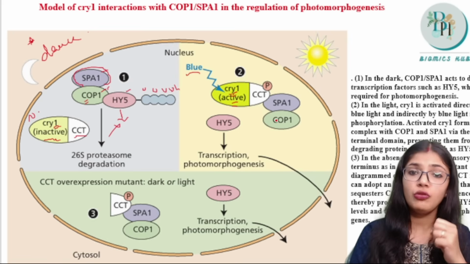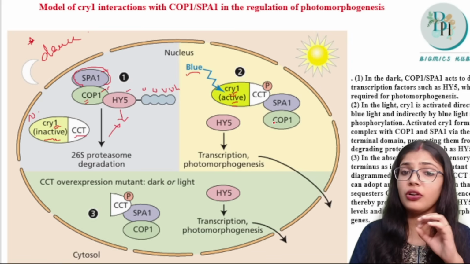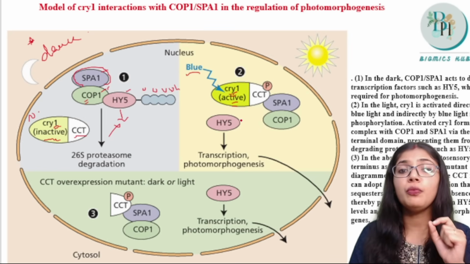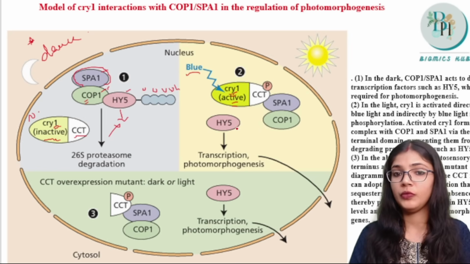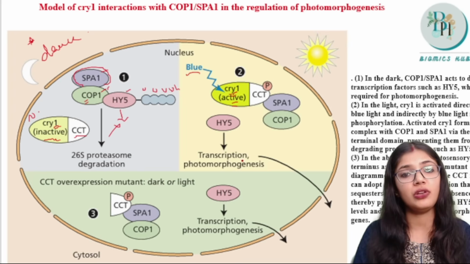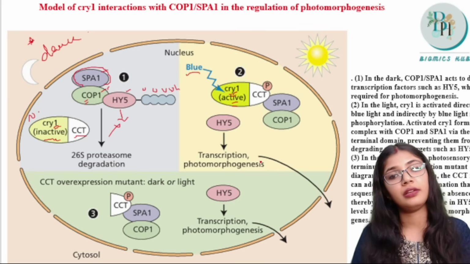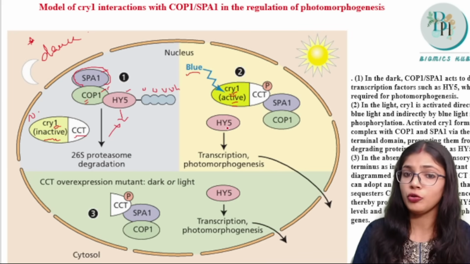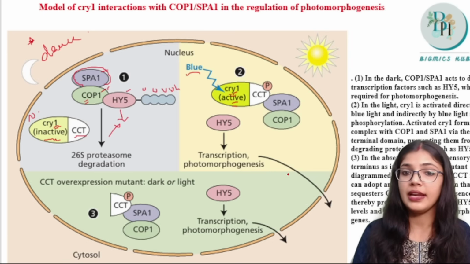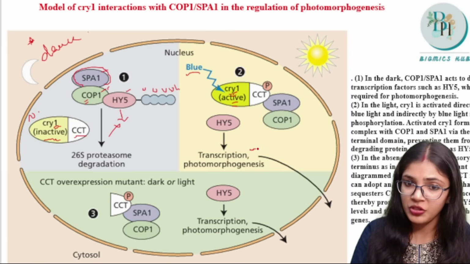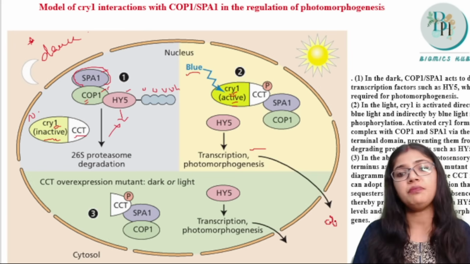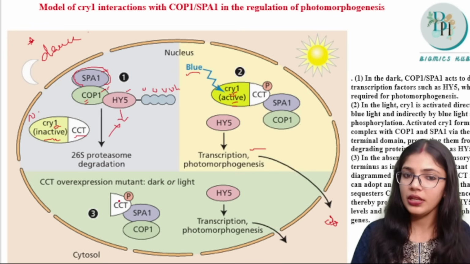This COP1 which is present cannot bind with the HY5 protein and it cannot ubiquitinate the HY5. Okay, so as this HY5 is now free, it will help in transcription of photomorphogenetic genes. In this way, photomorphogenesis will take place by transcribing this HY5 protein, and after the transcription it will go out into the cytoplasm for the protein production. Okay, now the next condition.